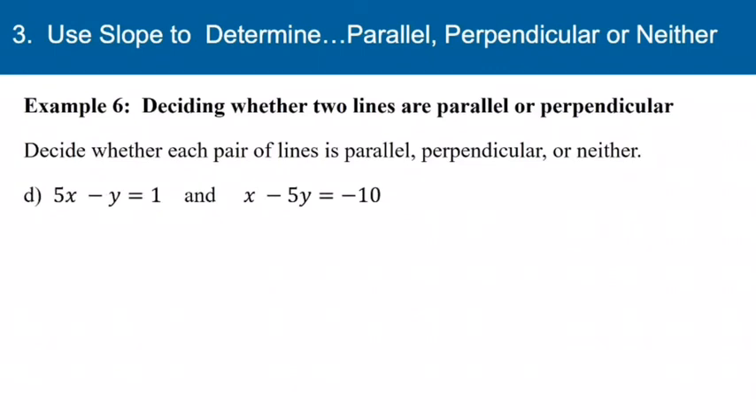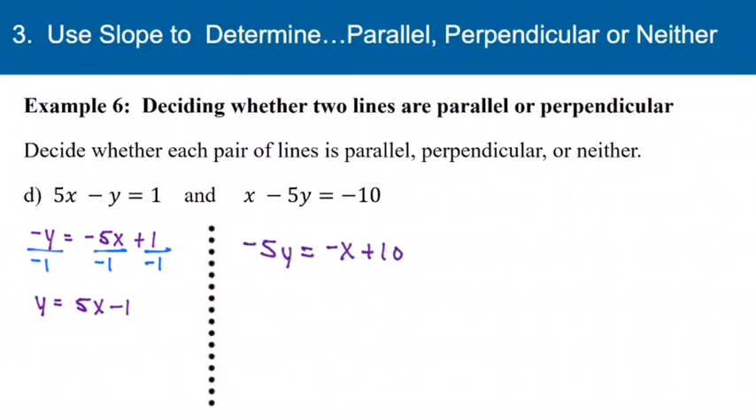And on part D, we have 5x minus y equals 1 and x minus 5y equals negative 10. So let's put each of these in slope-intercept form. We'll move the 5x to the right side of the equal mark, divide through by negative 1, and that leaves us with y equals 5x minus 1. So the slope of this first line is 5. And for the second line, move the x to the right side, divide through by negative 5, and that leaves us with y equals 1/5 x minus 2. So the slope of this second line is 1/5.